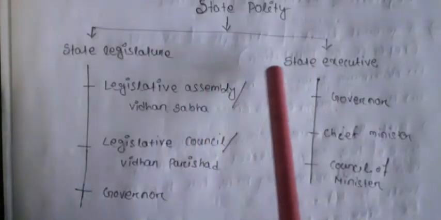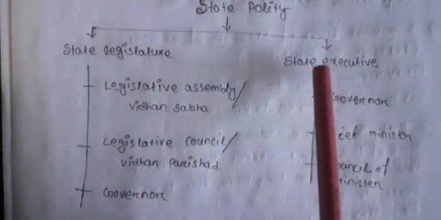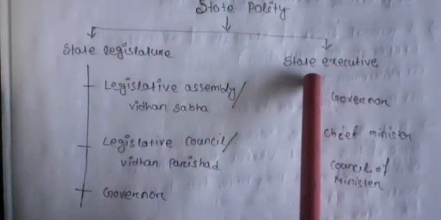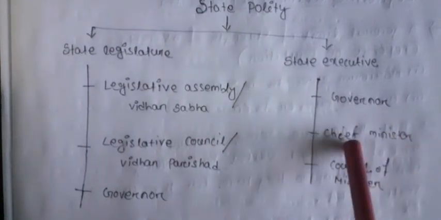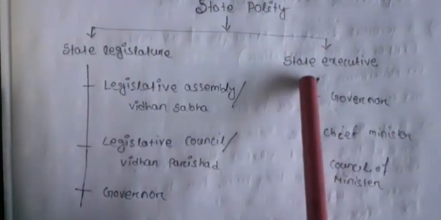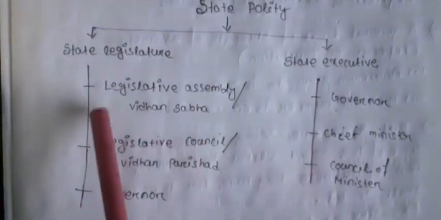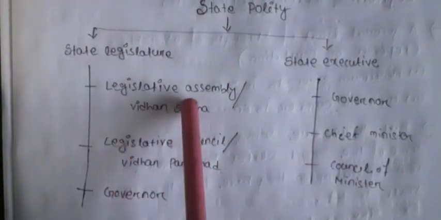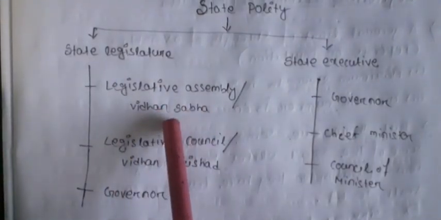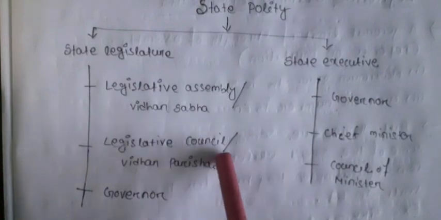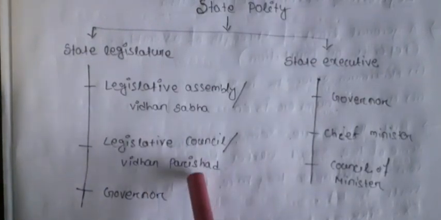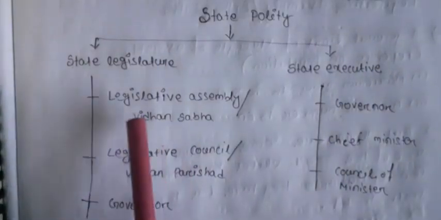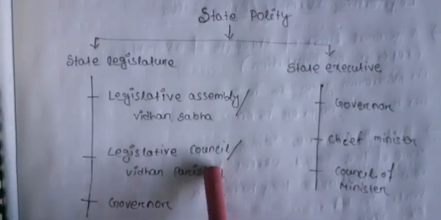This is the diagram of state polity, and these are two branches of state polity: state legislature and state executive. Under state executive comes governor, chief minister, and council of ministers. They are the government of the state. Under state legislature also comes governor and legislative assembly, meaning Vidhan Sabha, also named as lower house, and legislative council or Vidhan Parishad, also known as upper house. Today we will know only about legislative assembly and legislative council.